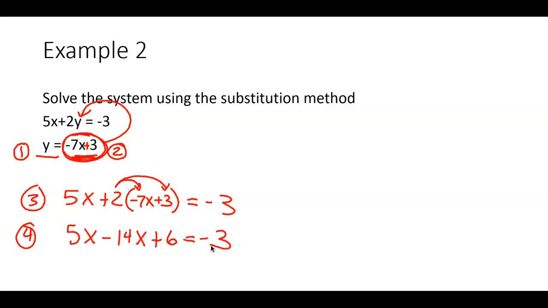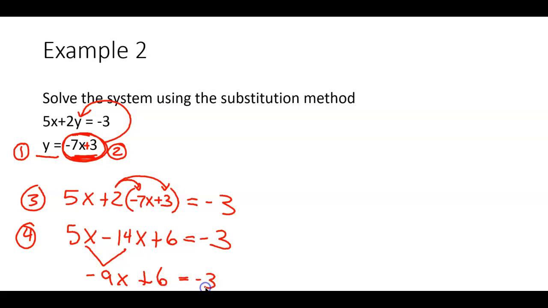Okay. What's the next step? Combine like terms. Do you guys see like terms there? Yeah. Which one? 5 and -14. So go ahead and combine those. See what you guys get. When you got it, just shout it out. Combine them. What did you say? -9.